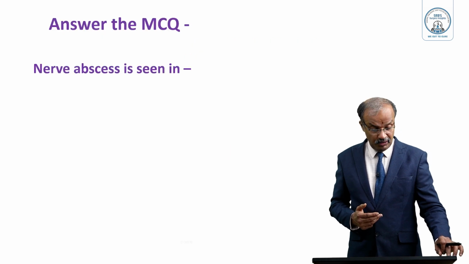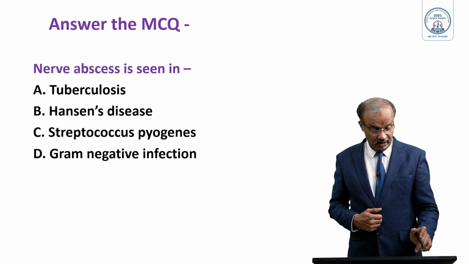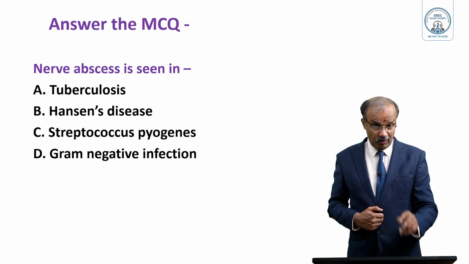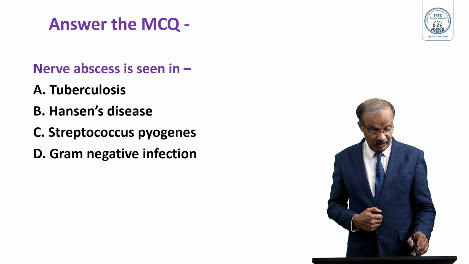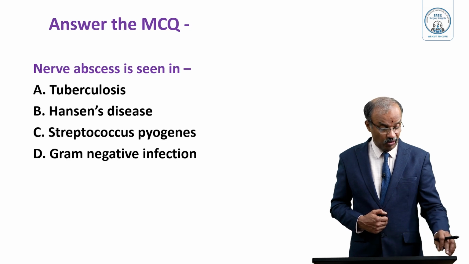So answer the MCQ. Nerve abscess is seen in: A, tuberculosis; B, Hansen disease, leprosy, Mycobacterium leprae; C, Streptococcus pyogenes; D, gram-negative infection. So answer this one, put it in the comment box. I will discuss that one in the comment box.